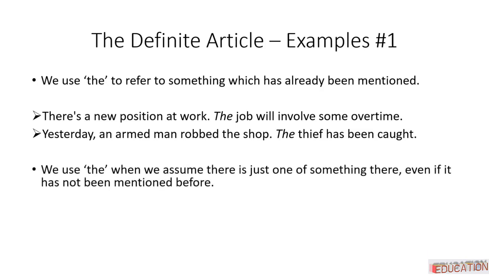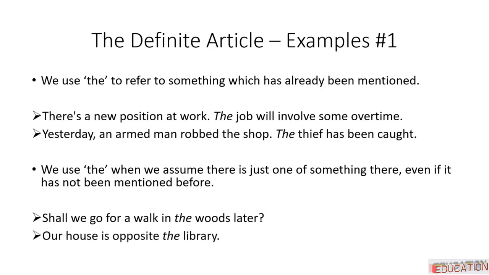And we use the when we assume there is just one of something there, even if it's not already been mentioned. So, shall we go for a walk in the woods later? Now, in this case, we're assuming that you're not surrounded by dozens of woods. There's only really one you can go for a walk in. And our house is opposite the library. Again, you would expect just to be one library, and that's the one we mean.